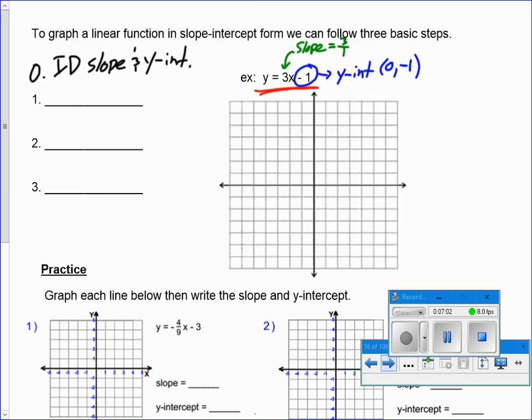First thing I'm going to do is plot the y-intercept. So here it's going to be (0, -1). So I'm going to move down 1 on the y-axis.